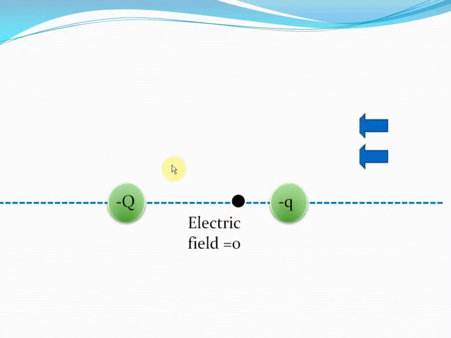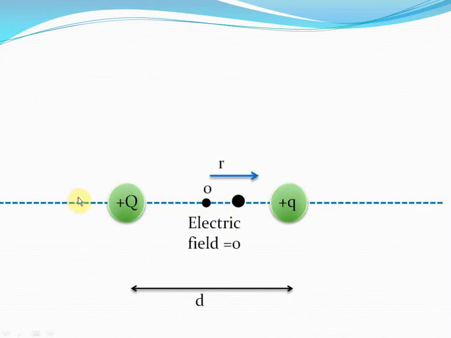Similarly, at a point outside this two charge system, the electric field will be directed towards the left here. Why? Because the minus capital Q charge will have its field towards the left, and the minus small q charge will also have its field towards the left. You can use common sense to thus calculate the direction of the electric field. The magnitude of the electric field is also very easy to calculate.